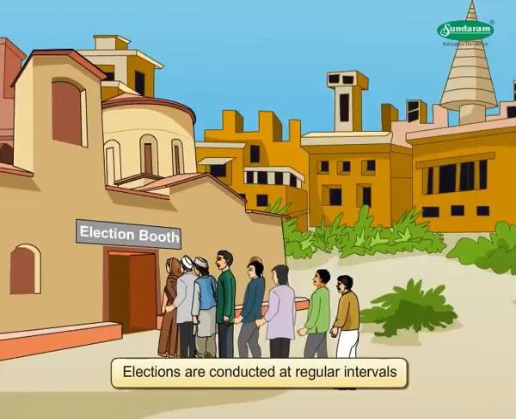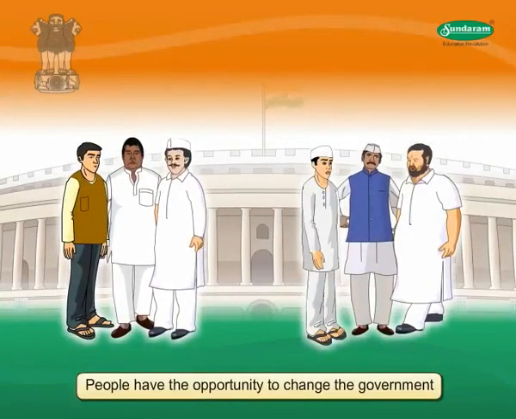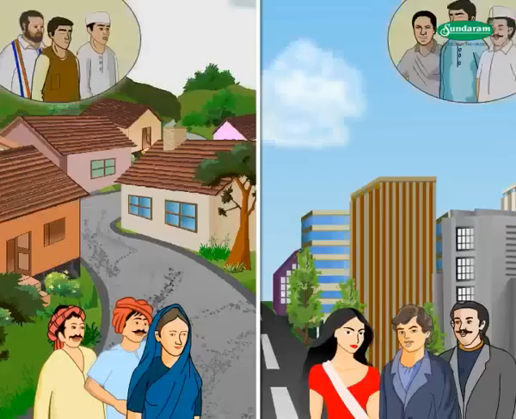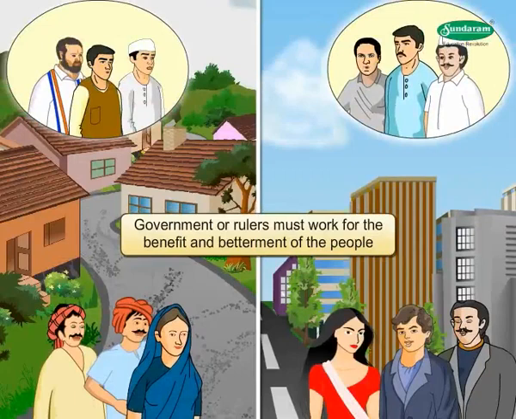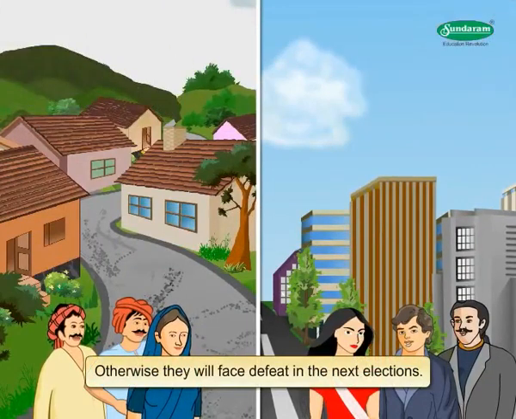Elections are conducted at regular intervals. Therefore, people have the opportunity to change the government if its performance is not satisfactory. Naturally, the government or rulers must work for the benefit and betterment of the people. Otherwise, they will face defeat in the next elections.